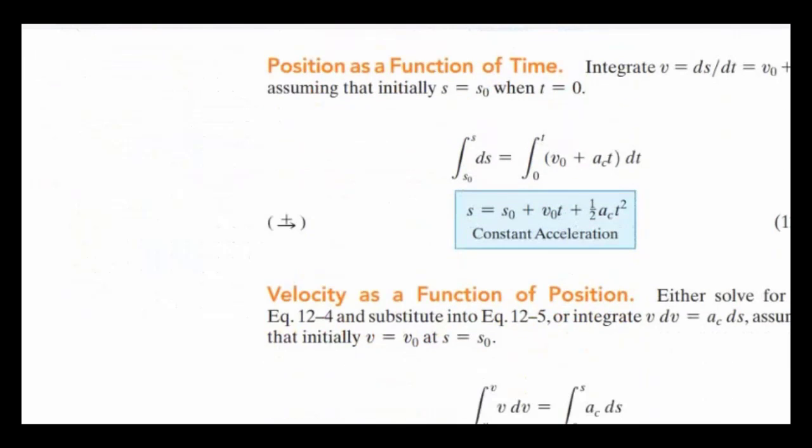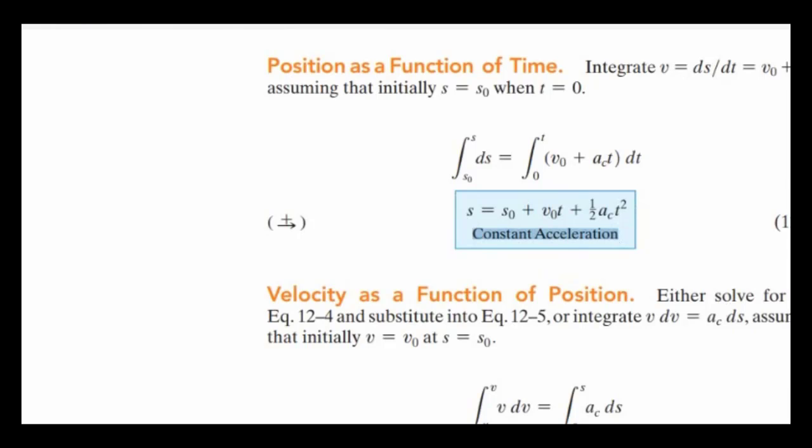Then we have also seen how we can prove this one, right? Ut plus half at square, because v equals v naught plus at. So we multiply this dt on the right side and then integrate s naught to s, 0 to t, v equals v naught plus at into dt. By integrating we get this simply, for constant acceleration. Okay, any question?